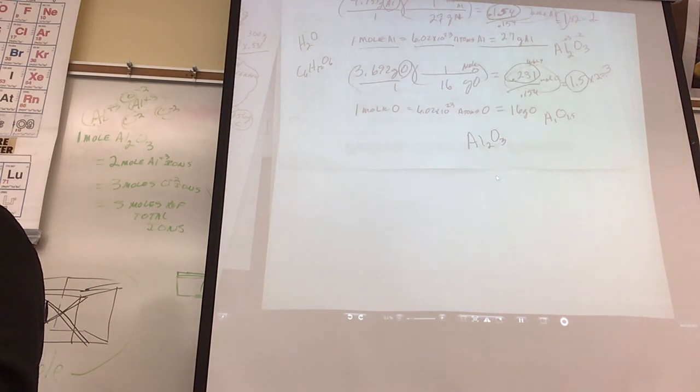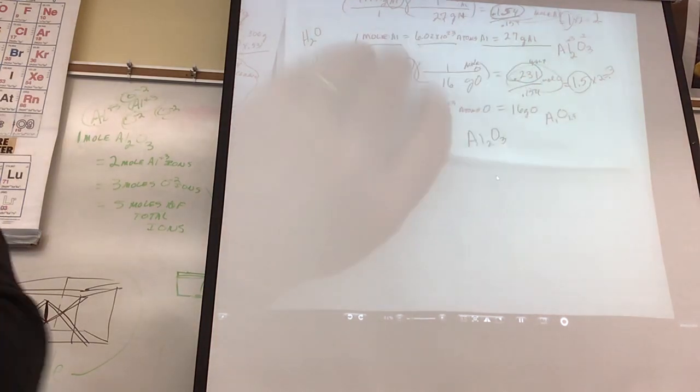And finally, they know the formula for aluminum oxide. Now, you guys know it because I just taught you how to name compounds, how to put compounds together. But they didn't know that at one time. Are you okay with this? Okay, let's look at another one. I might have one more.